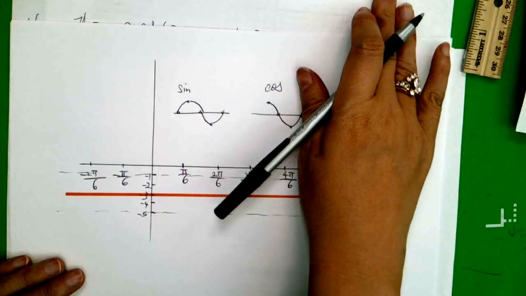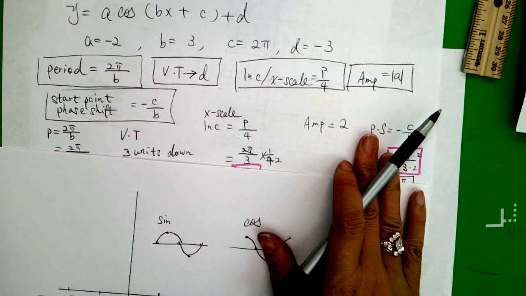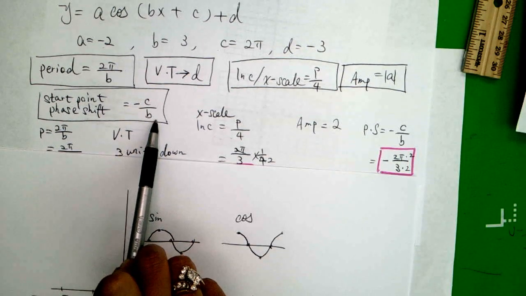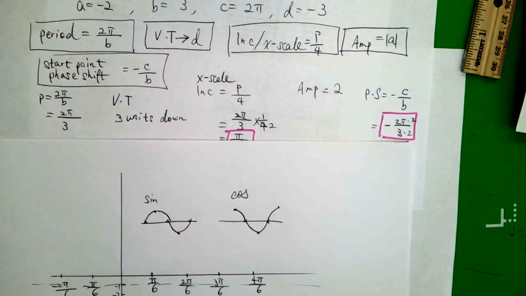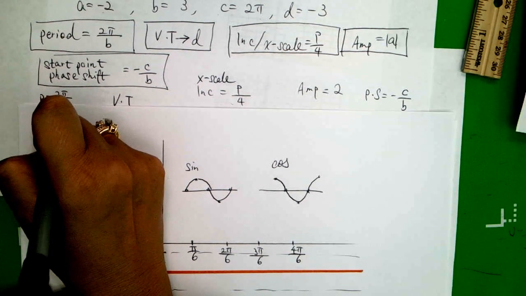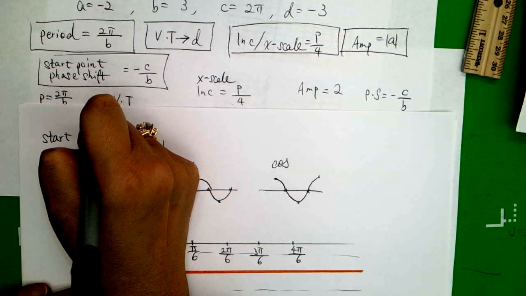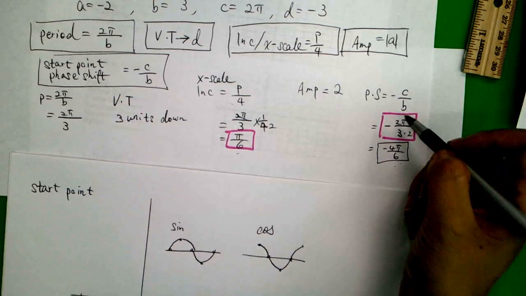All right, let's see our start point. Our start point is -c/b, and we just figure out where we should start. Oh, we haven't figured it out yet. So we figure out the start point. Okay, start point. Oh, we did have a start point.